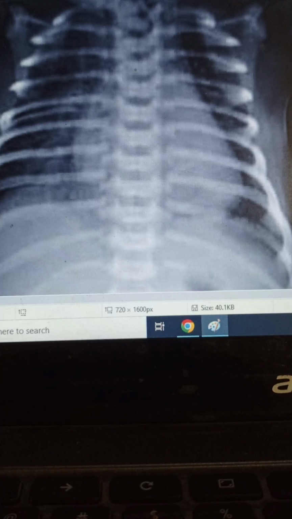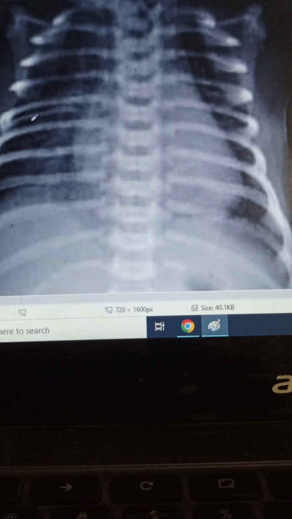So how will you come to know? When we did his chest X-ray, we found this. This is a very important clue in a patient who is full term and has had a C-section and is having difficulty in breathing. This is fluid, right? This is fluid in the interlobular fissure.